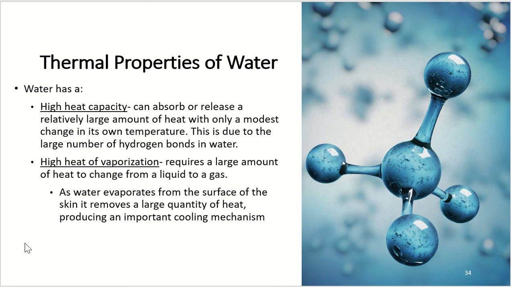The other thermal property of water that's really important for life on Earth is going to be the high heat of vaporization. And this just means that it's going to require a lot of energy, a lot of heat to change water from a liquid into a gas, all right? So as water evaporates from the surface of the skin, like when you sweat, it's going to remove a large quantity of heat. So this is going to be a really important cooling mechanism for the body. It's going to kind of keep your temperature maintained at your comfortable 97.6 or 98.7 degrees. It's this high heat of vaporization, all right?